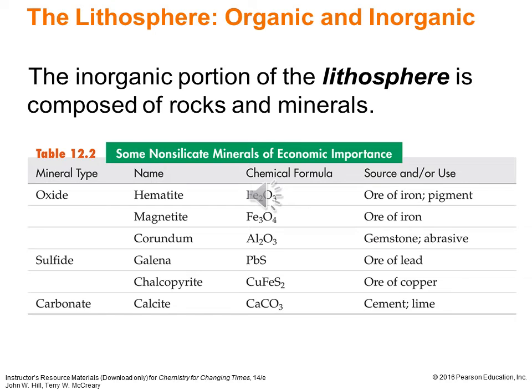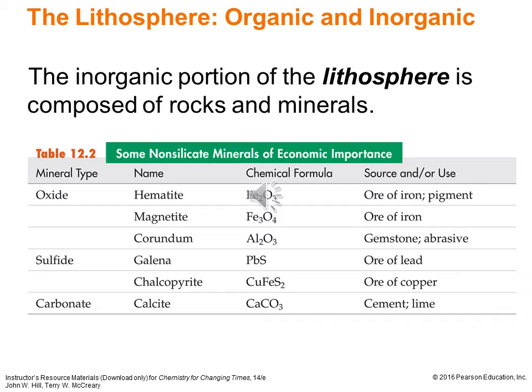So the inorganic portion of the lithosphere is composed of rocks and minerals, and we see various oxide minerals, hematite, and magnetite, and corundum, oxides of iron and aluminum respectively. Then we have sulfides like galena and chalcopyrite, and finally the carbonates, for which calcite is the predominant carbonate, but lots of other carbonates exist. And we see some uses of them.